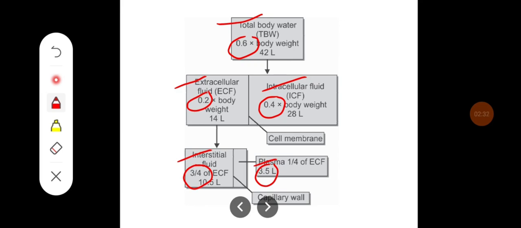If the total body water is 42 liters in a 70 kg man, then 14 liters will be extracellular fluid and 28 liters will be intracellular fluid. In the 14 liters of extracellular fluid, almost 3/4, that is 10.5 liters, is interstitial fluid, and 1/4, that is 3.5 liters, is the plasma.